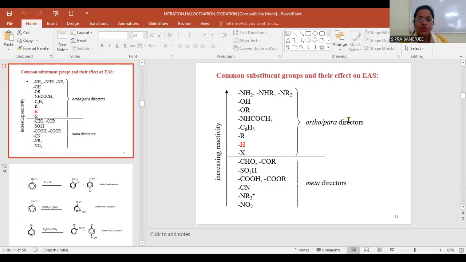So these are the common substituent groups that affect EAS. Some of the compounds, like the amine group, okay, and OH, OR, NHCO, CH3, C6H5, they are ortho-para directors. And in the case of meta directors, there are the aldehyde, acetaldehyde, and sulfonic acid, COOH, acetonitrile. These are the meta directors. And with increasing reactivity, in the case of nitro, NR3, COOH, the reaction rate is not so much faster than those with NR2 groups. Okay.